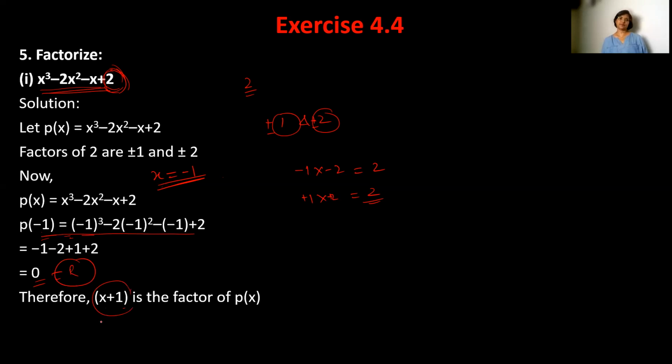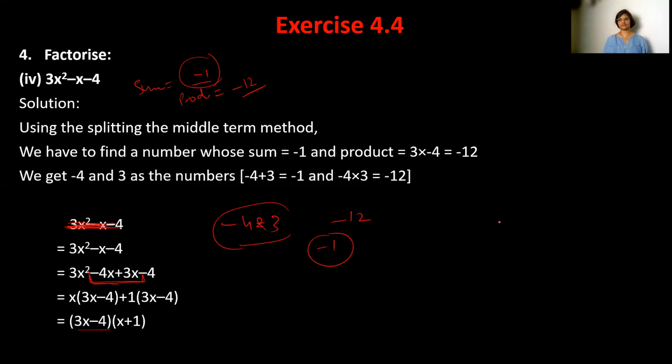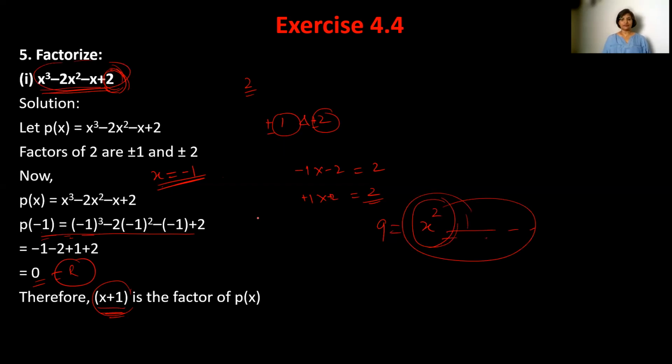So one factor we got, but there are still two other factors. How do we find those? Since this is a factor, when you divide this polynomial by it, the remainder will definitely be 0, and you will get a quotient in the form of a quadratic. Then we will factorize that quotient like we did in the previous question, using the split of the middle term.